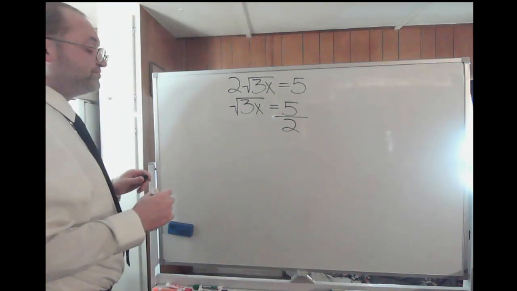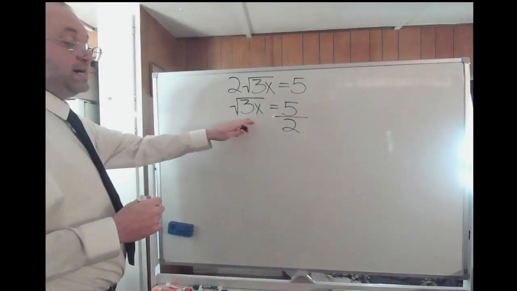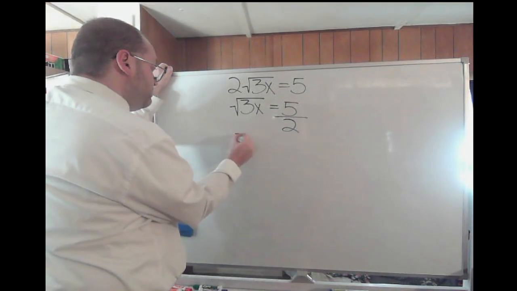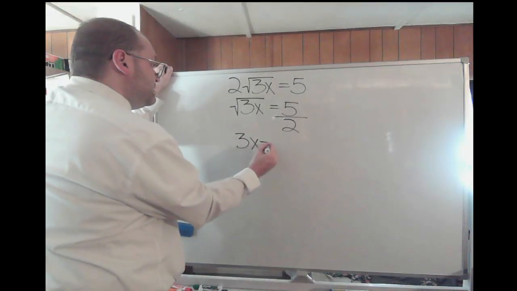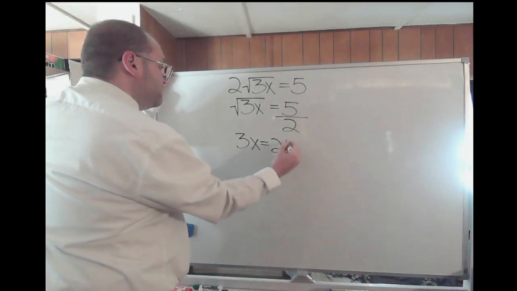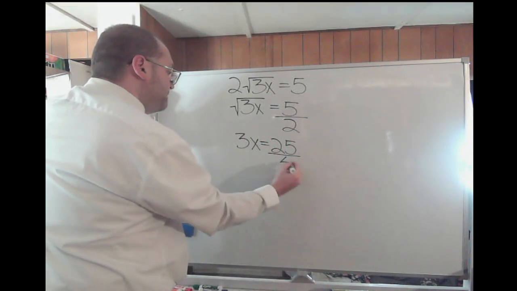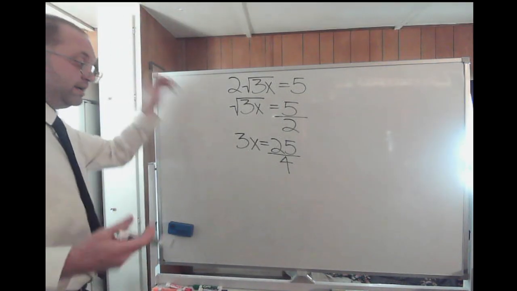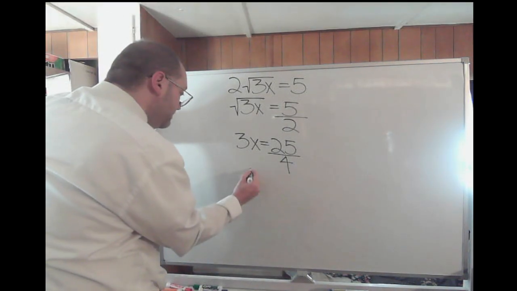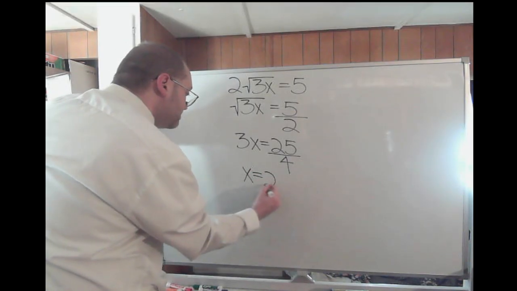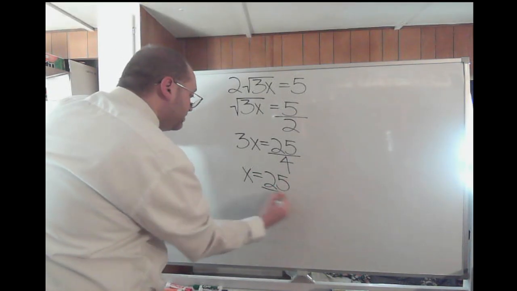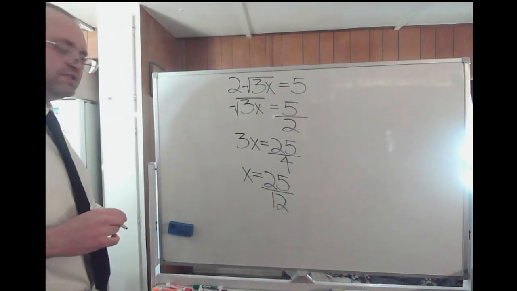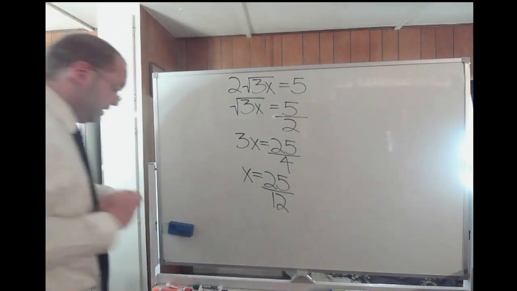Alright, well, we want to just get 3x by itself and get rid of the square root, so we have to square both sides. If we do that, we have 3x is equal to 25 over 4, which now we have to divide both sides by 3 in order to get x by itself. If we do that, we get x equals 25 twelfths. But is 25 twelfths really the solution? Well, let's do our test here.